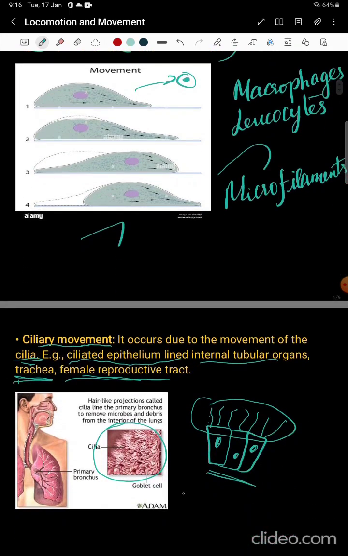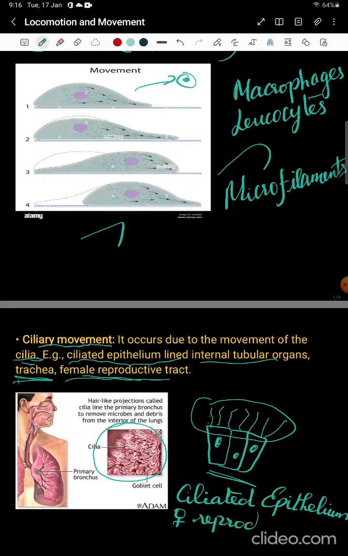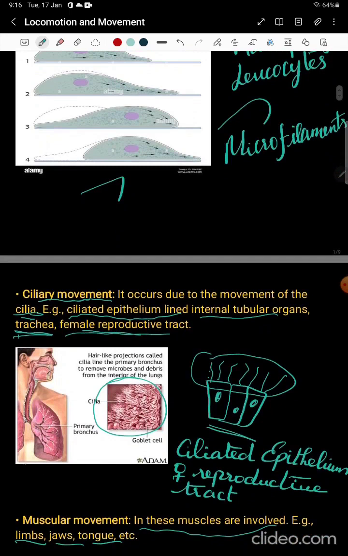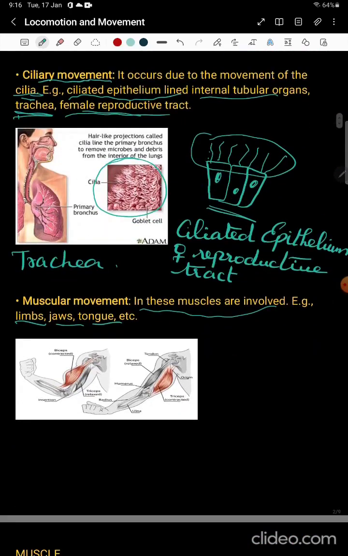Next one is ciliary movement. It is found in ciliated epithelium, and then the female reproductive tract, and then it is found in the trachea also. So now muscular movement: limbs, jaws, tongue, etc.